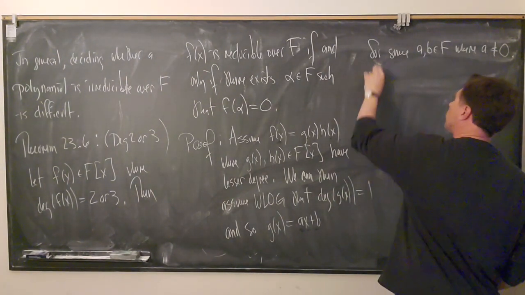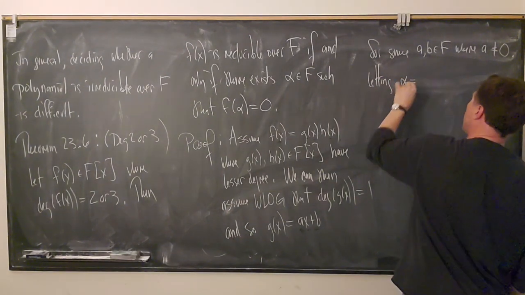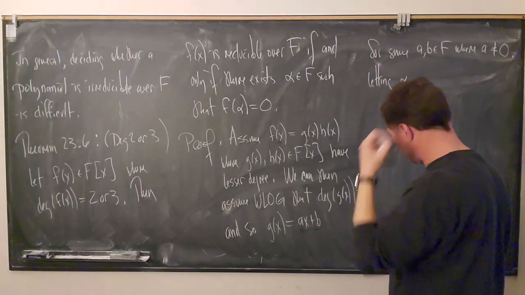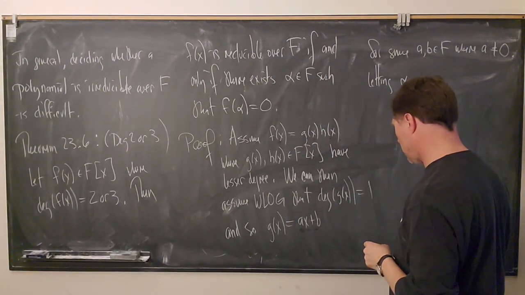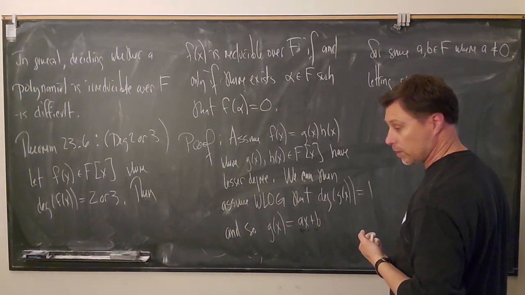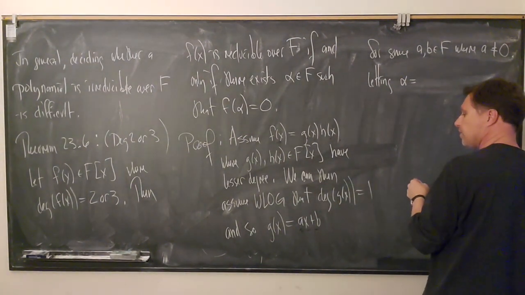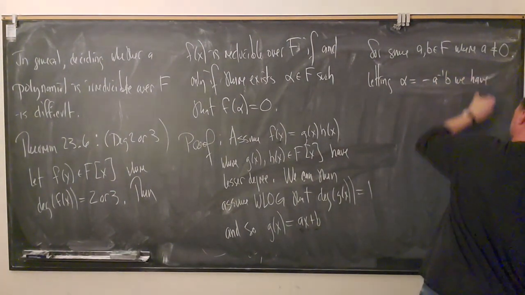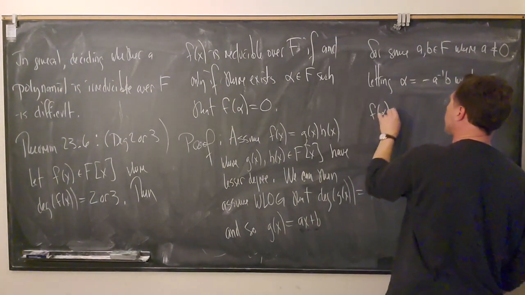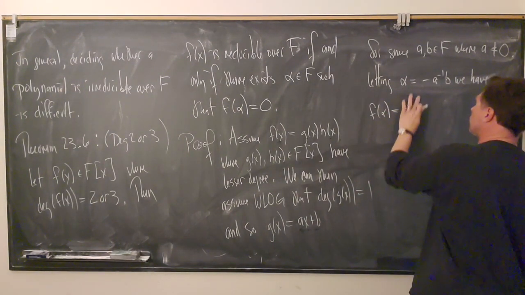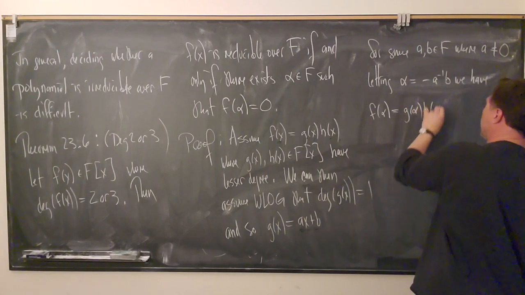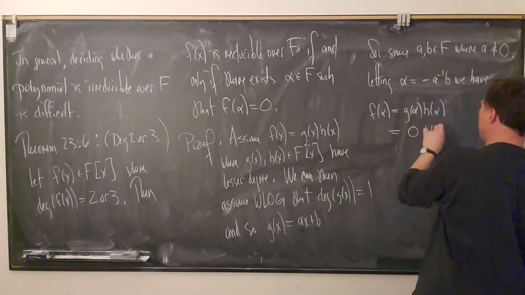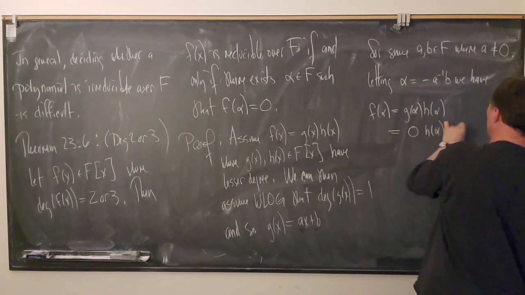So now, from this, we should be able to identify a 0. So letting alpha equal, so let's see, who's the 0 of g going to be? It's going to be negative a inverse times b. So letting alpha equal negative a inverse b, we have f of alpha equals g of alpha times h of alpha, which equals 0 times h of alpha, which equals 0.